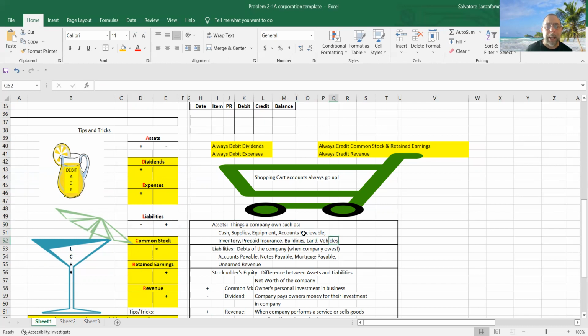Okay. Anything that ends with the word receivable is an asset. Anything that starts with the word prepaid is an asset. So assets, part of debit aid, they go up by a debit. Okay. Liabilities, these are the debts of the company. Accounts payable, notes payable, mortgage payable, unearned revenue or unearned service revenue, also considered to be a liability.